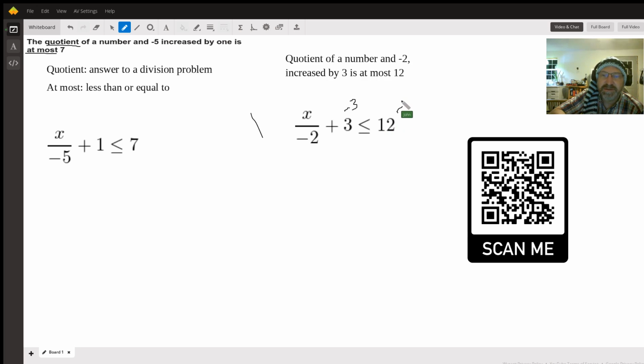So -3. Well, positive 3 minus 3 cancels out. And so we're left with x divided by -2, that's gone, is less than or equal to, what is 12 minus 3? Well, it's 9.